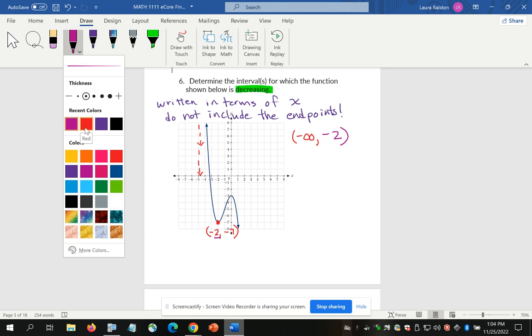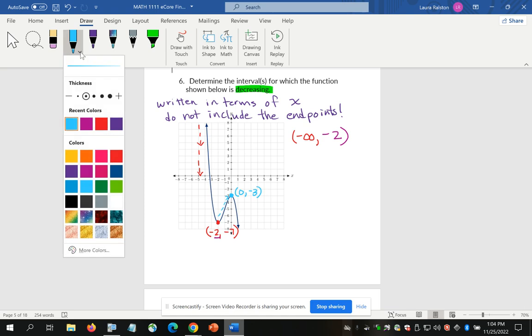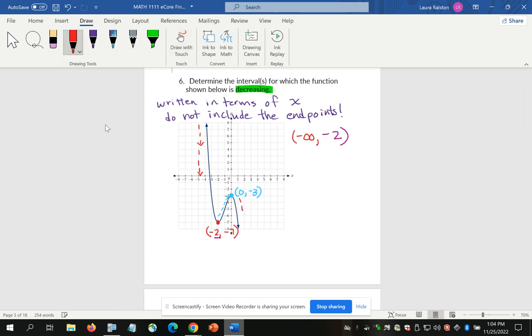Then it appears that the graph goes up for a little while till we get to this point, which is at 0, negative 3. And then it appears to be going down again. So it starts going down at 0, that's the x value, and keeps going through positive infinity. So there are two intervals where the function is decreasing. We usually connect those with this little u symbol, which mathematically means or.